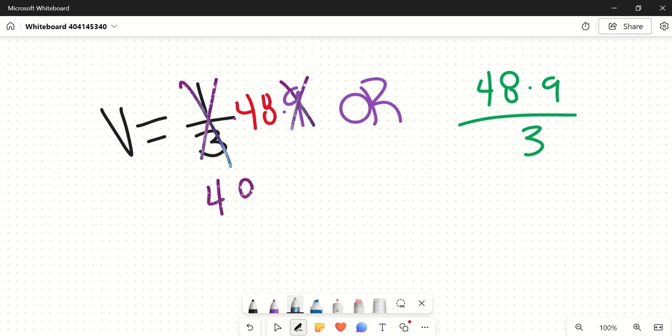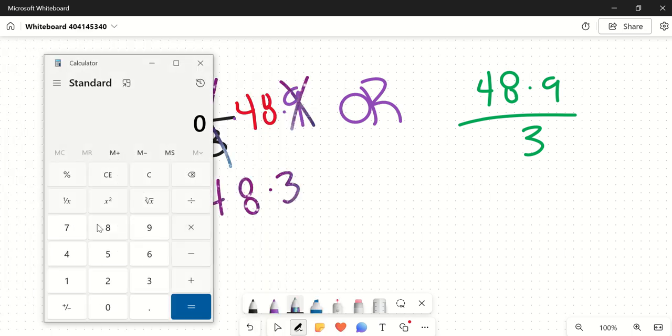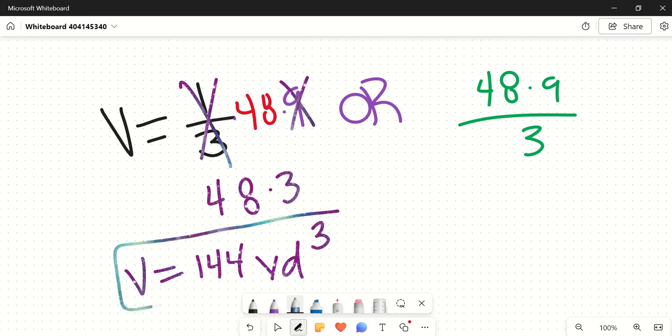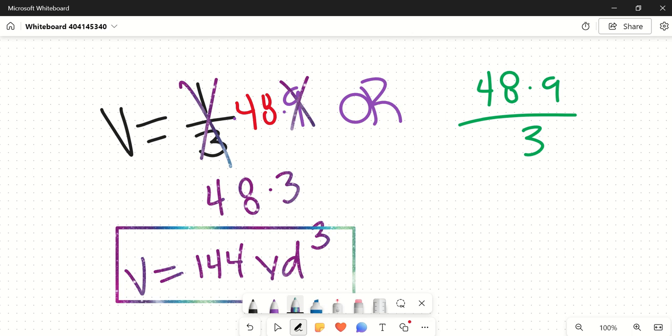Now I have 48 times 3. And that will equal my volume. Let's find out what 48 times 3 equals. 48 times 3 is 144. So the volume of my pyramid, and you guys really need to get in the habit of doing this. Volume equals 144. What was the measurement before? And it'll be what? 144 yards what? Cubed. It's the volume, ladies and gentlemen. Volume.